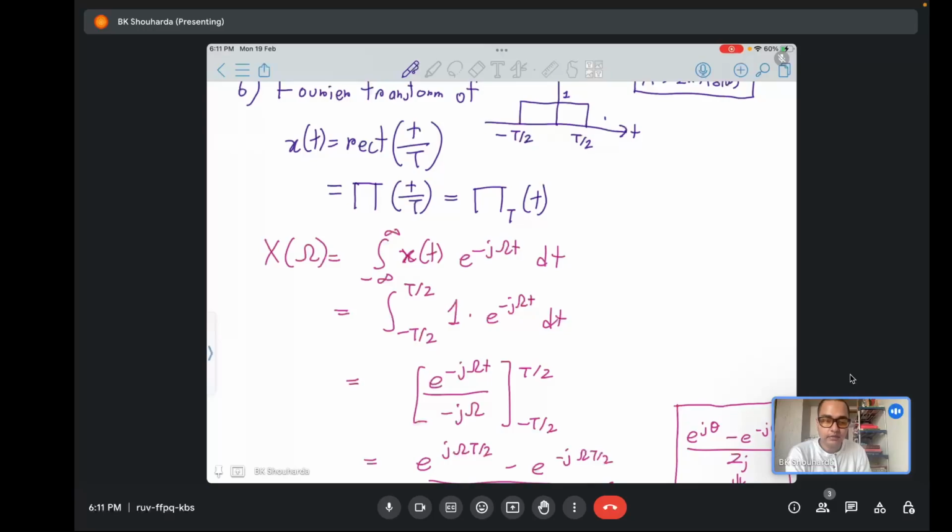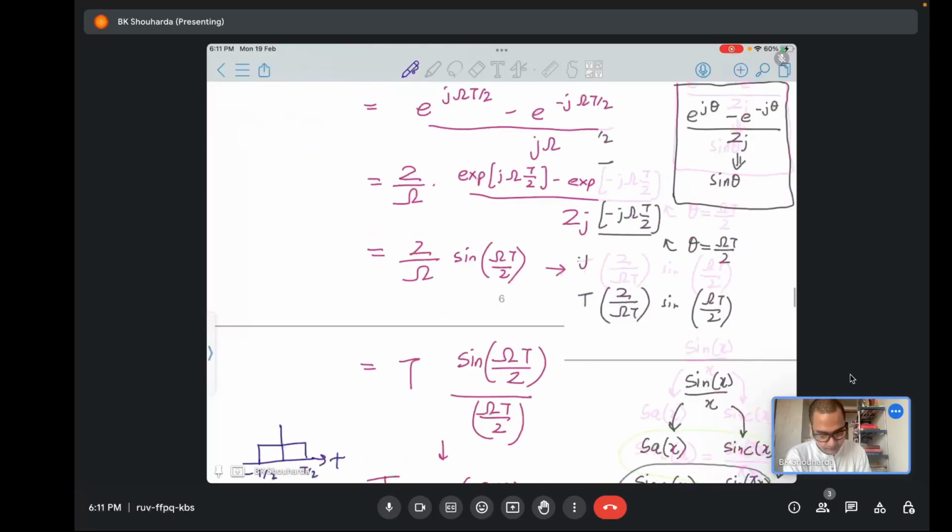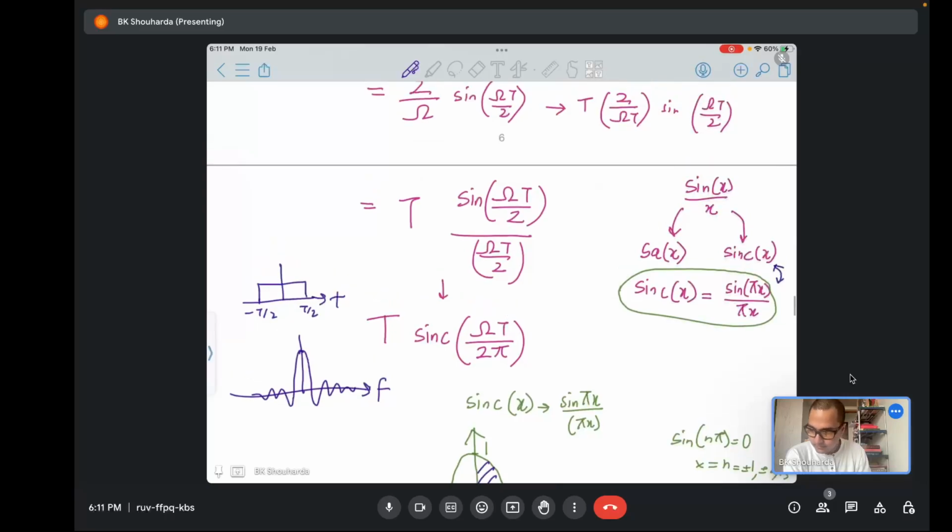In fact, if you are preparing for GATE, you should be able to tell the Fourier transform in an instant. So if it's rect of t upon capital T, its spectrum is sinc omega T. Okay, fine.